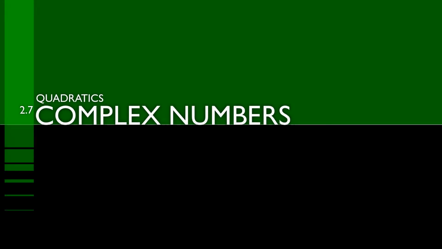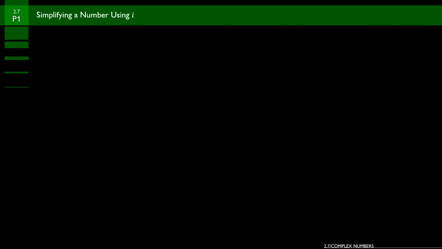And now we're going to move into those aforementioned imaginary numbers. So we're looking at 2.7, which is complex numbers. And our first problem, we're going to simplify a number using i, and i just stands for imaginary. So the question is, how do you write the square root of negative 18 by using the imaginary unit i?